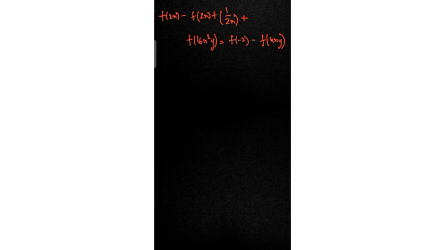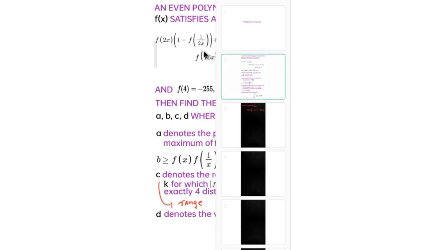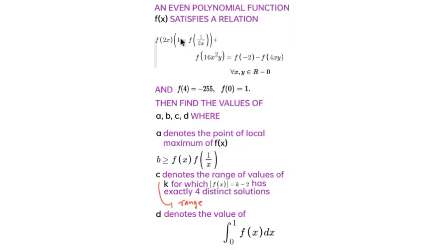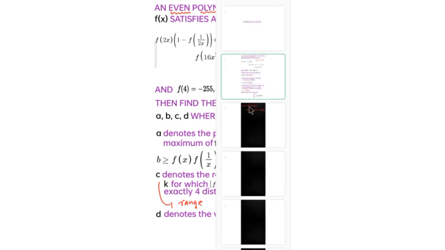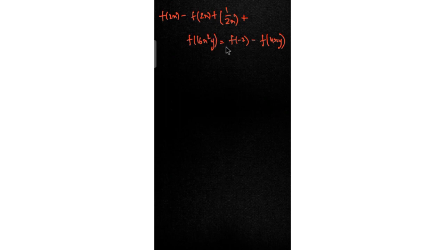The very important point that we need to keep in consideration is that this is an even polynomial function. What does an even polynomial function say? f of x will be equal to f of minus x. So we need to consider this. Now we have this f of minus 2, and this is the only part where we have a negative term in the expression, a negative input being given to us.